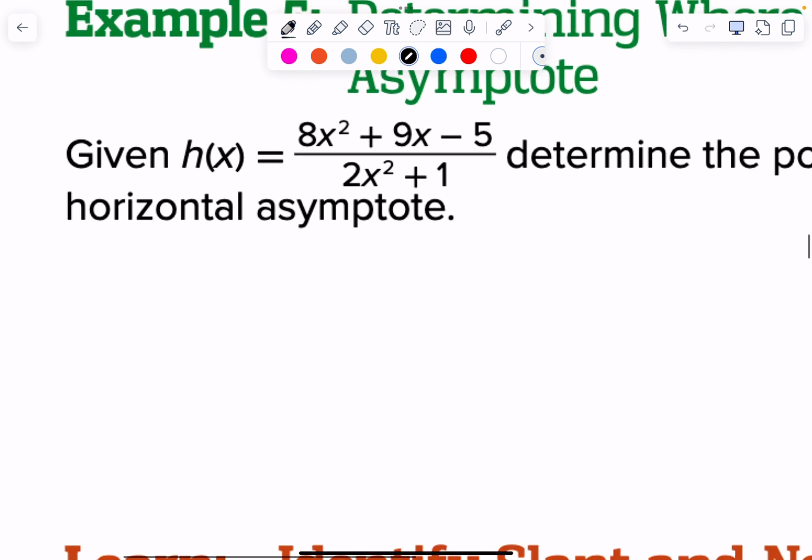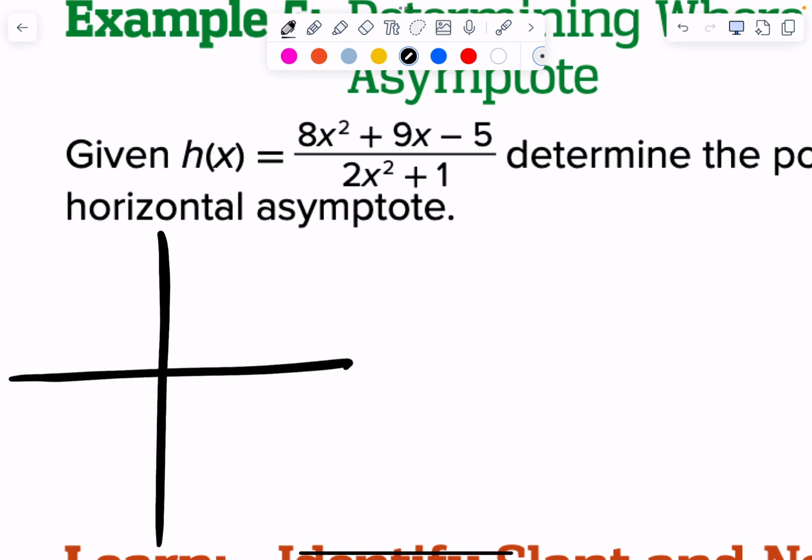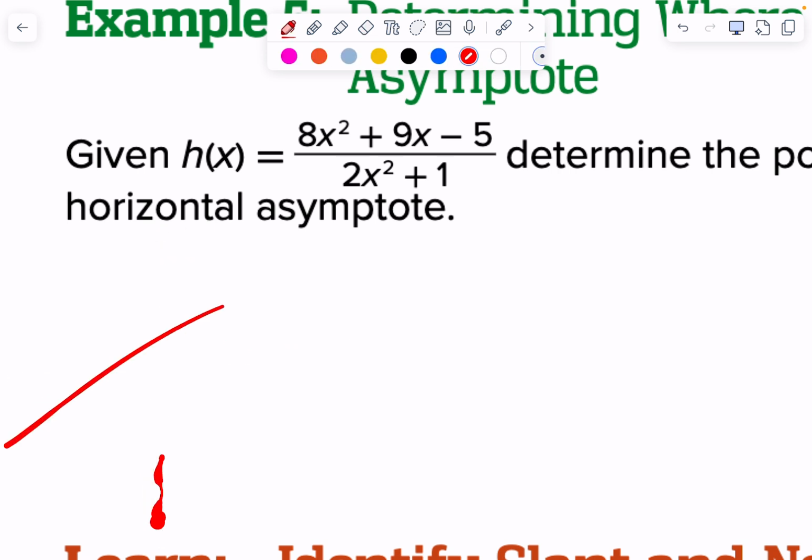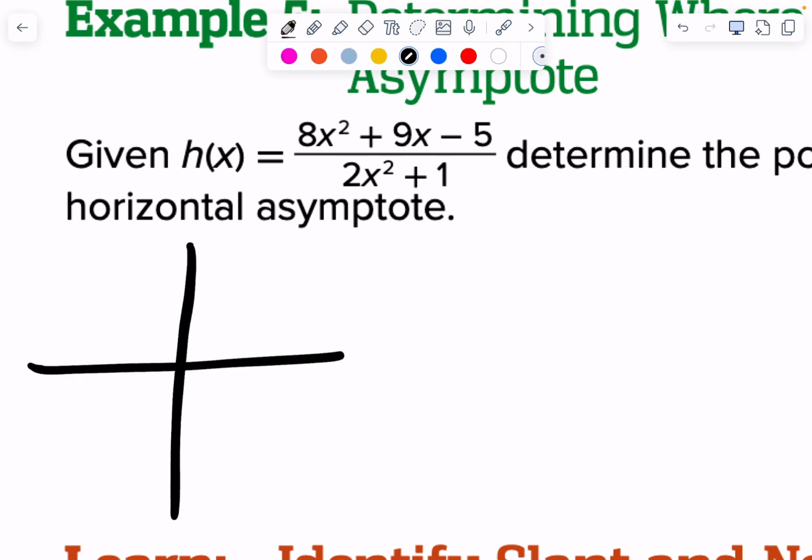Okay, a lot of people think that a horizontal asymptote is similar to a vertical asymptote. A vertical asymptote looks like this guy, right? And your function will look probably something like this, and your graph will not touch that vertical asymptote. Never, okay? But if it is a horizontal asymptote, that doesn't necessarily mean your graph won't touch it, okay?